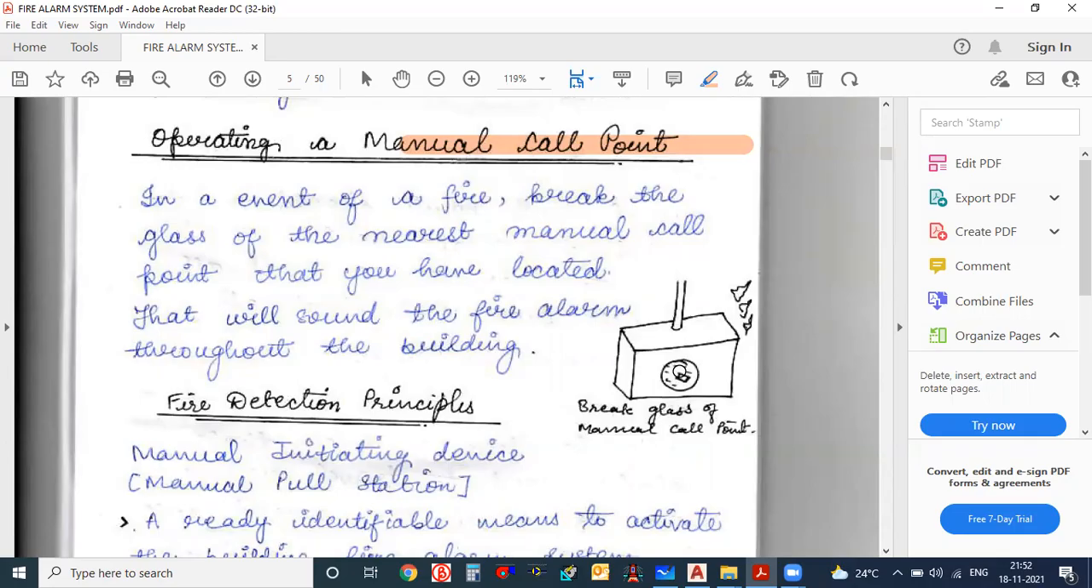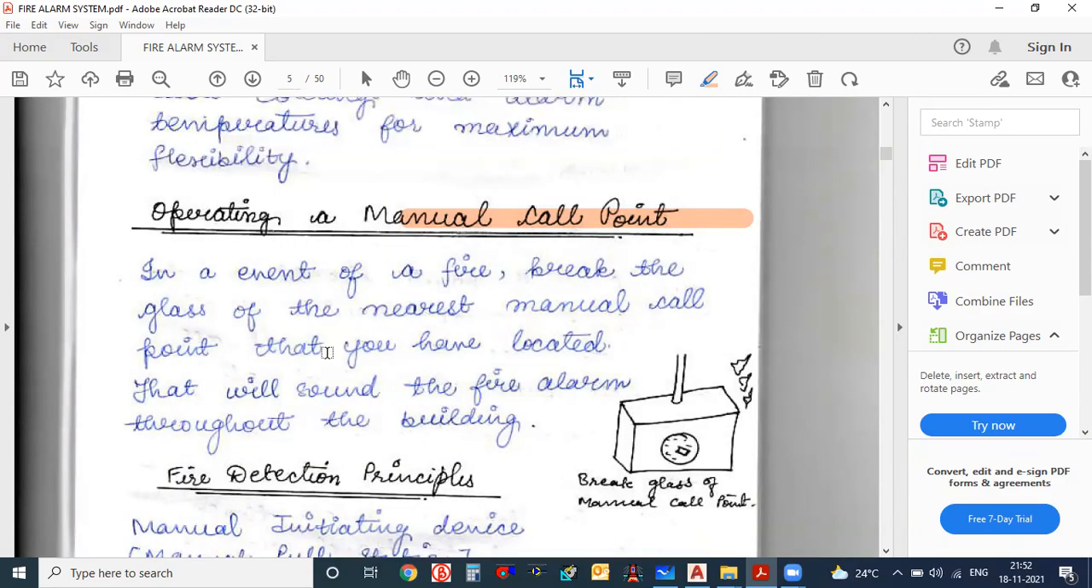So what happens, everyone will understand that something has happened in this building, so they will start running towards the fire exits. So this is the manual call point. In an event of a fire, break the glass of the nearest MCP that you have located, that will sound the fire alarm throughout the building. So you have to place certain manual call points at certain places.